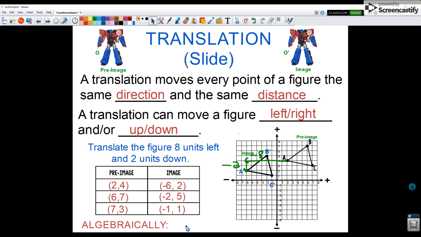So therefore, algebraically, we are looking at the x value got affected by a -8, and each y value got affected by a -2. So 4 minus 2 is 2. 2 minus 8 is -6.